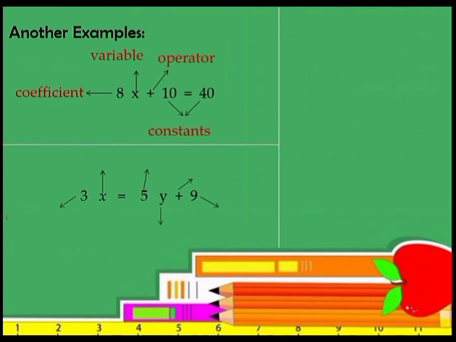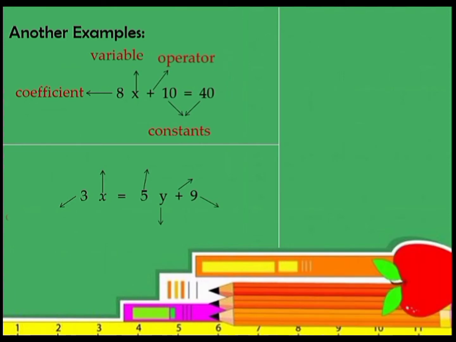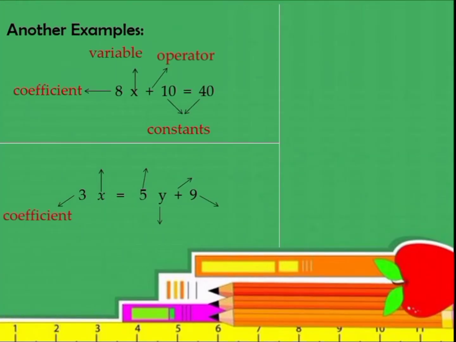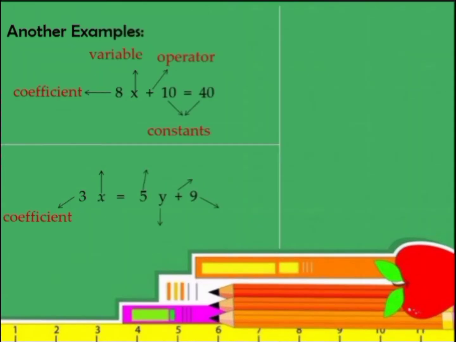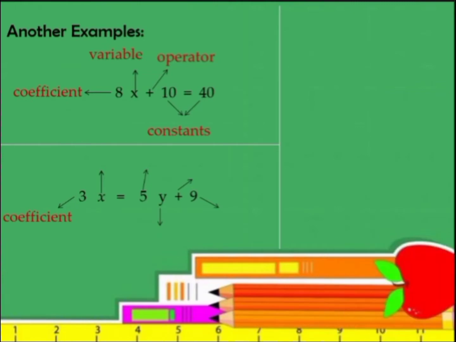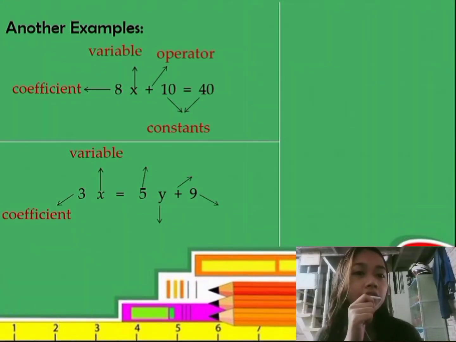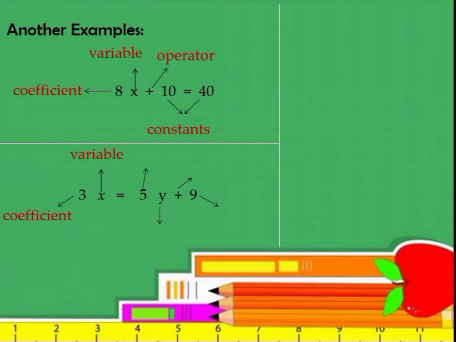How about on second box? Number 3 stands for. Coefficient. So let us see. Very good, Shaira. It's coefficient. How about the letter X? Variable. Let us see. Very good, Julian. X is a variable. Then how about 5? Coefficient. So let us see. Very good. 5 is a coefficient.